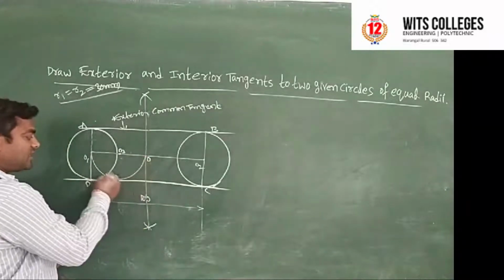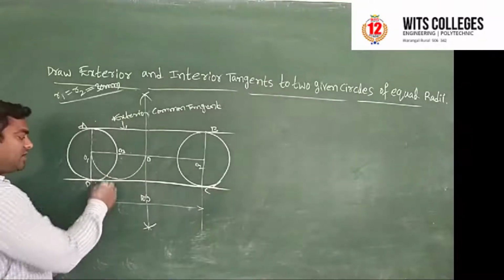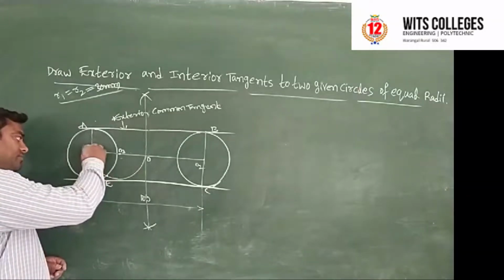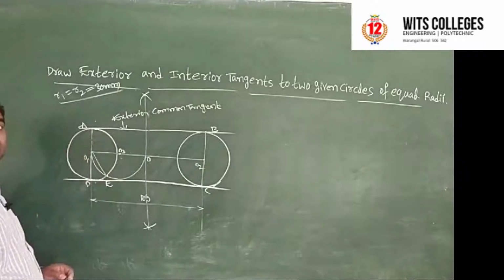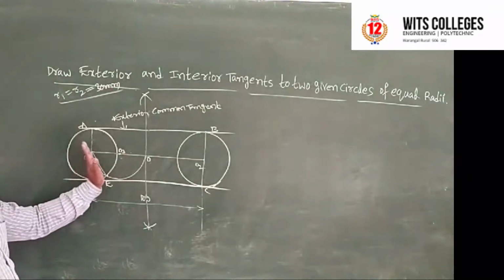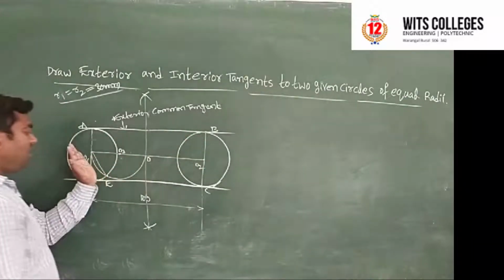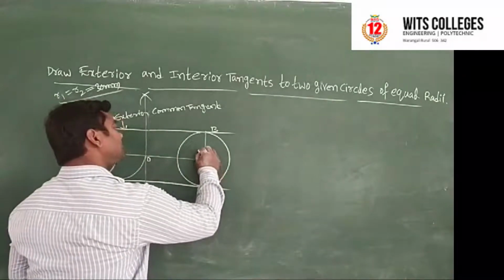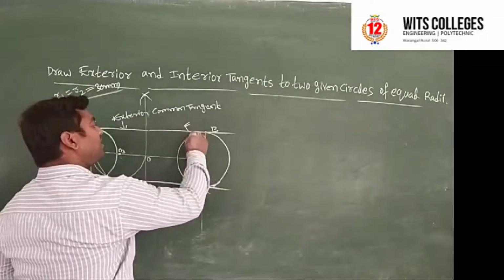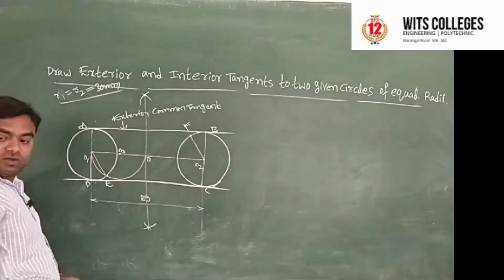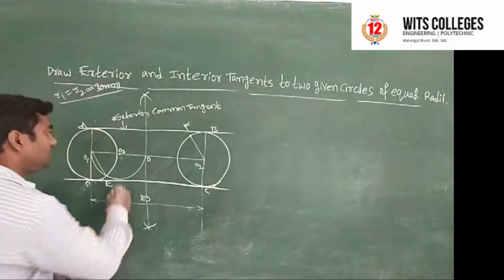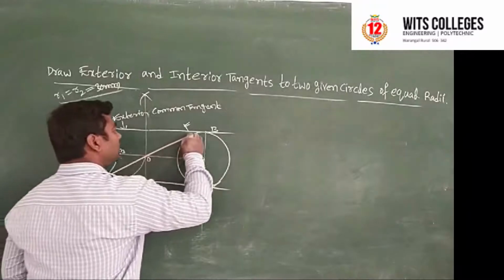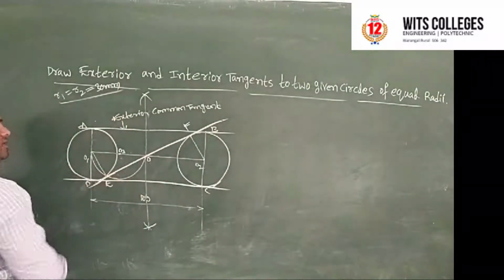What will happen, this semicircle will intersect the original circle at some point E here. Join this O and E, and draw a line parallel to this OE line in the second circle. So you are going to get a point F on the circle. Now if you join these two, E and F, you are going to get an interior common tangent to both circles. This is the interior common tangent.